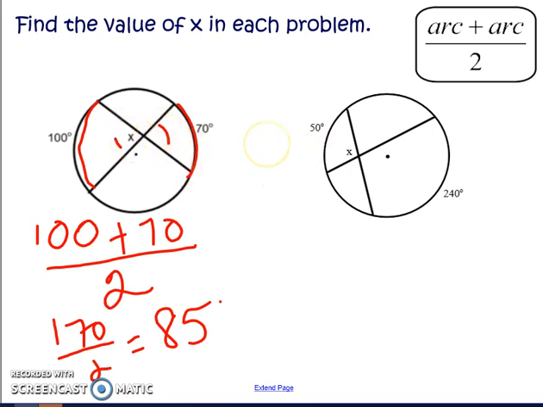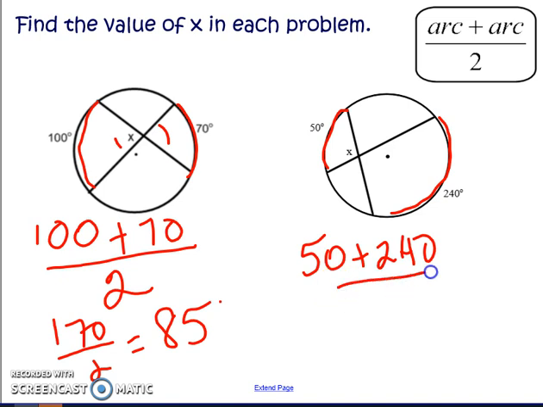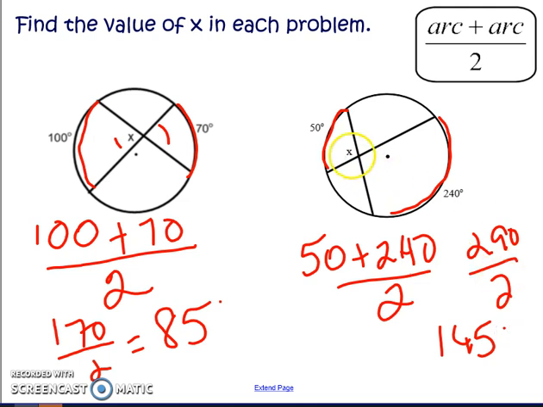If I look at the example on the right, my vertical arcs are the 50 and the 240. So I'm going to add the 50 plus the 240 and divide it by 2. So 290 divided by 2 makes 145 degrees. Each one of these vertical angles in the middle is going to be 145 degrees. If I needed the one next to it, I would simply subtract the 145 from 180, and that would give me my other angle, because those would still be supplementary because they're a linear pair.